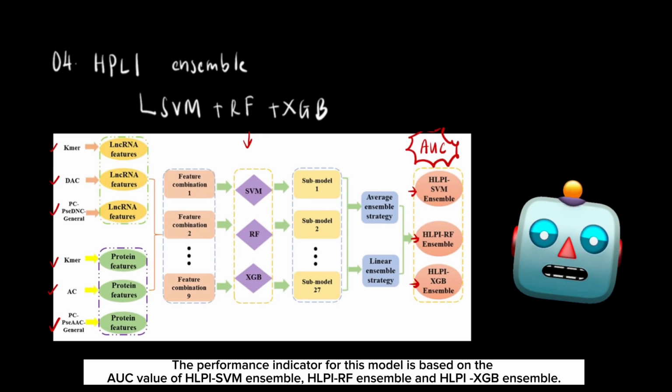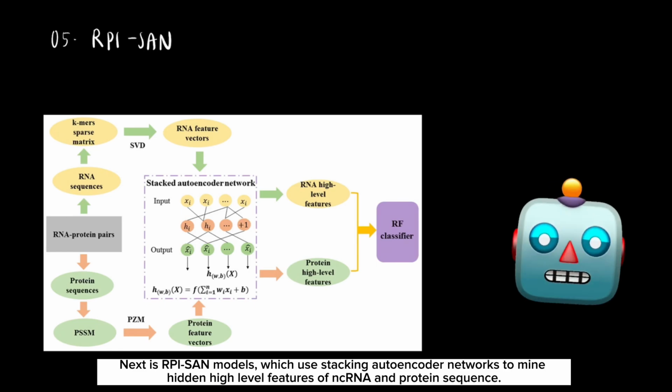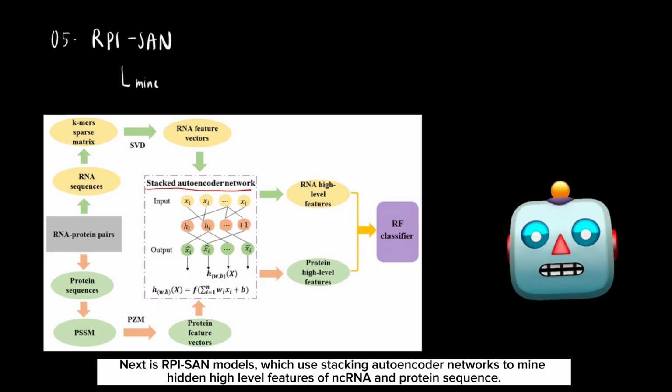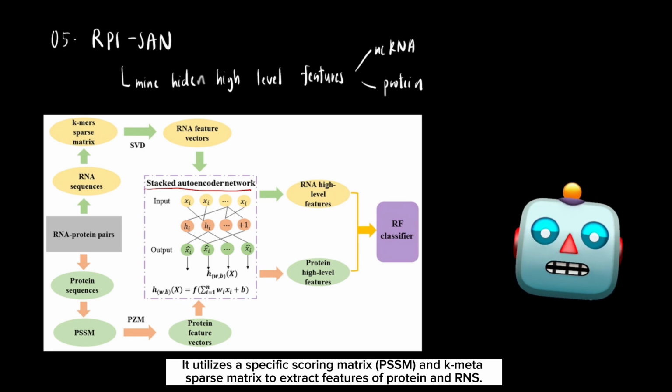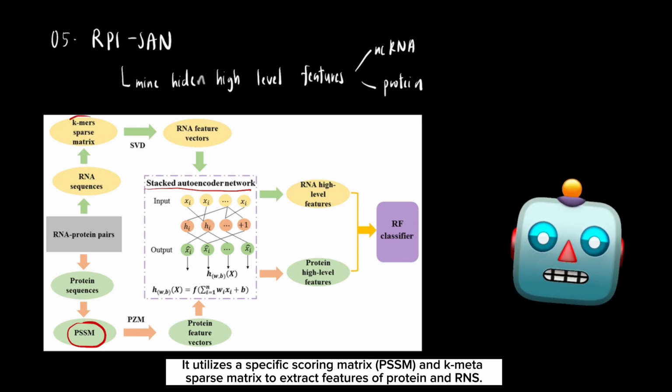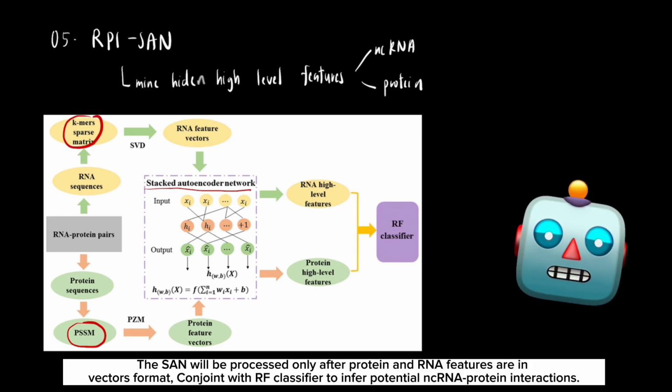The performance indicator for this model is based on the AUC value of HLPI SVM ensemble, HLPI RF ensemble, and HLPI XGB ensemble. Next is our SAN model, which uses stacking autoencoder networks to mine hidden high-level features of ncRNA and protein sequence. It utilizes a position specific scoring matrix (PSSM) and k-mers sparse matrix to extract features of protein and RNA. The SAN will be processed only after protein and RNA features are in vector format, conjoined with an RF classifier to infer potential ncRNA-protein interactions.